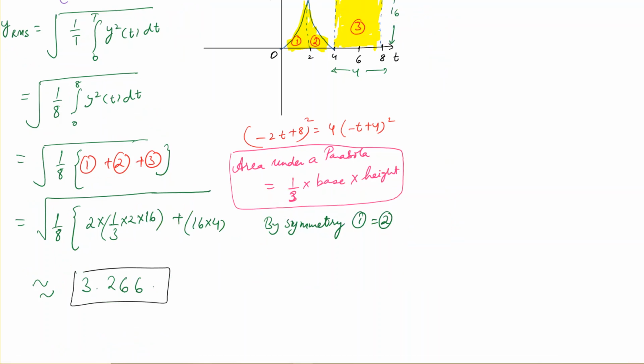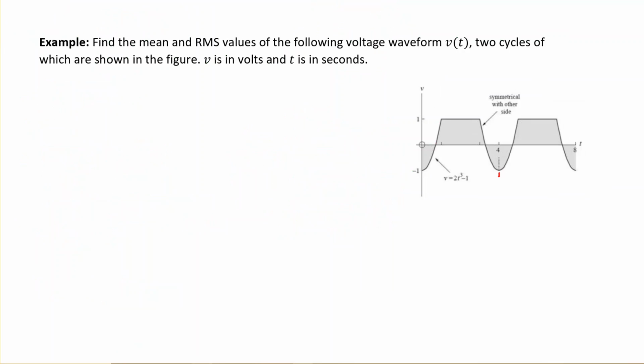So let's just do one more example in which exclusively we use our method of integration to find mean and RMS value of a waveform. In this example, we need to find the mean and RMS value of the given voltage waveform. So we are given the function of v(t). Two cycles are shown. t is in seconds, v is in volts. First thing we notice is that the period in this case is 4, because we are given the 2 cycles, and after these 4 seconds it starts repeating again the same pattern.